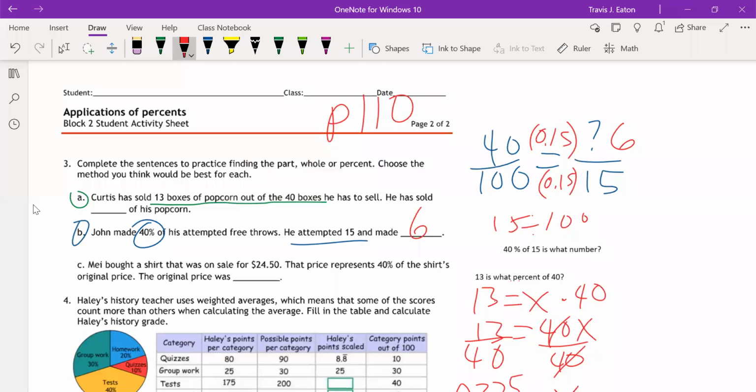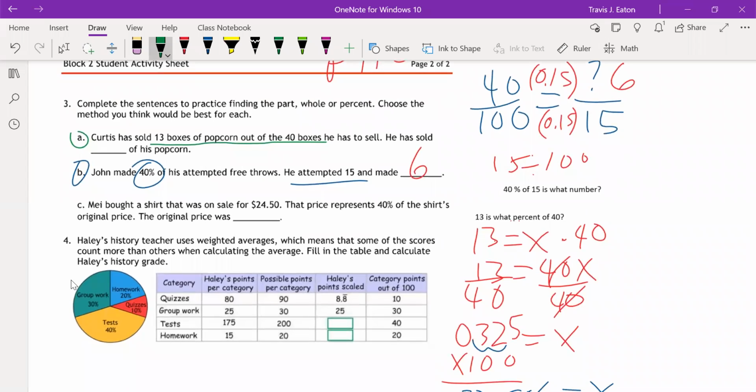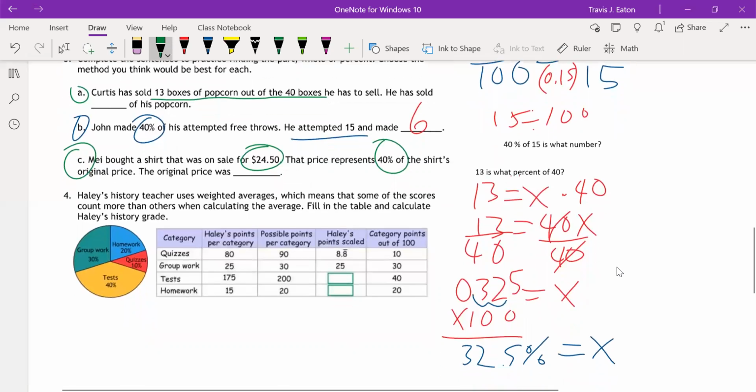Okay, so when we left off in the last lesson, we were completing these sentences and we had done A and B of number three and wanted to take a look at C now. C, May bought a shirt that was on sale for $24.50. That price represents 40% of the shirt's original price. So, what was the original price?